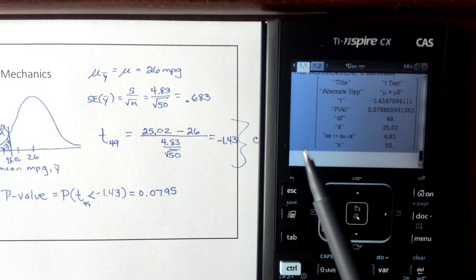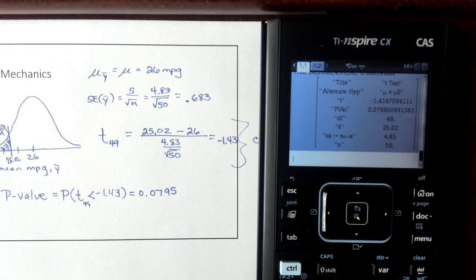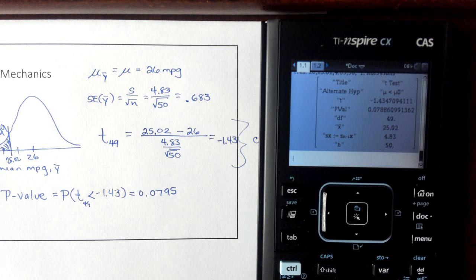Degrees of freedom are 49. It reiterates the mean, standard deviation, and sample size. But the biggies is it gives us the t-score and the p-value so we can get this computation and this computation all at one time.